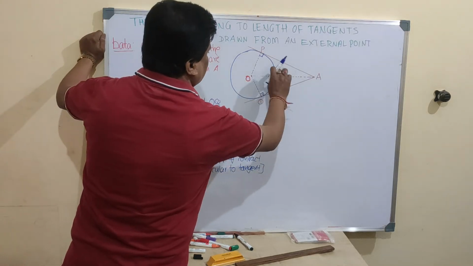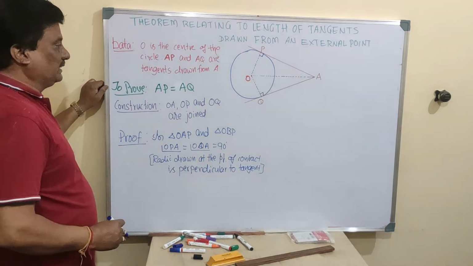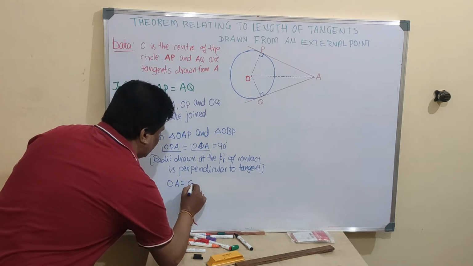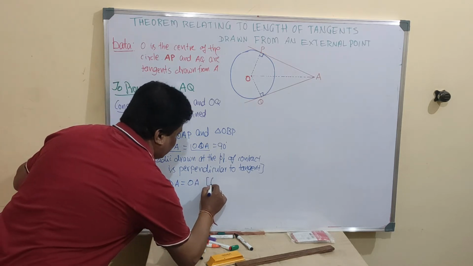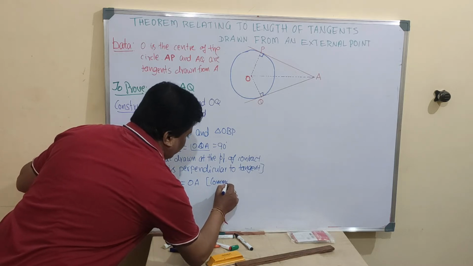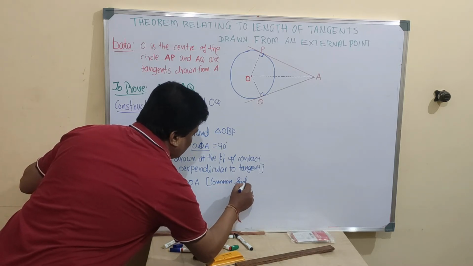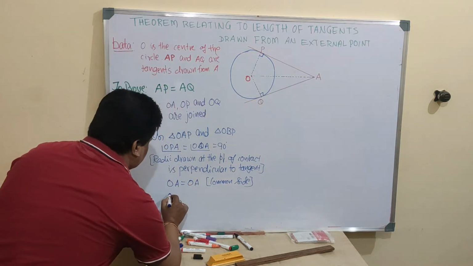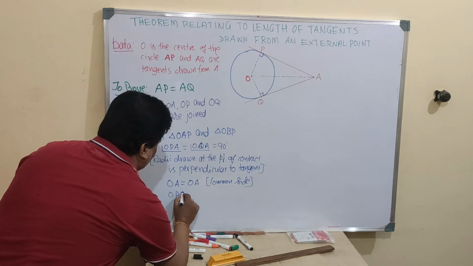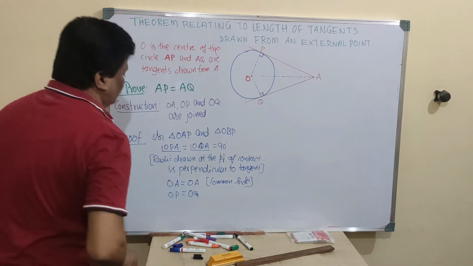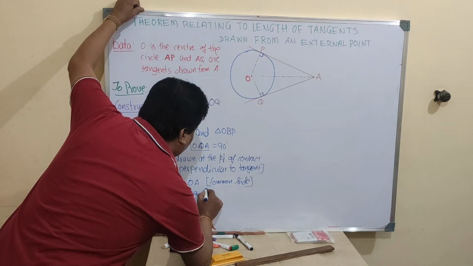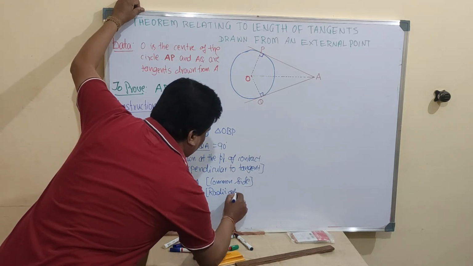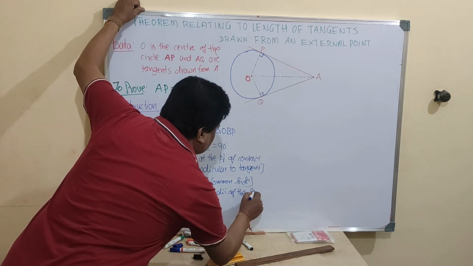Here OA is common for both the triangles. That is, OA is equal to OA, the common side. Then OP is equal to OQ. Why? Because they are the radii of the same circle.